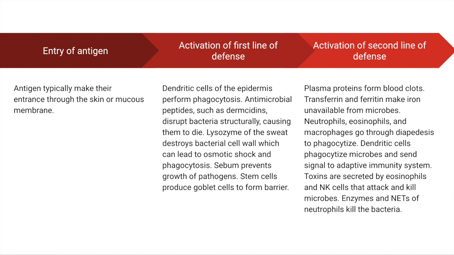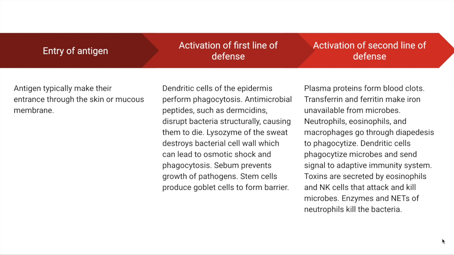Aside from providing structural innate immunity, the dermal cells also produce several chemicals that have a role in the chemical innate immunity. For example, the antimicrobial peptides such as dermcidins disrupt bacteria structurally, causing them to die. And then they also produce an enzyme called lysozyme in the sweat, which destroys the bacterial cell wall, which can lead to osmotic shock and phagocytosis.